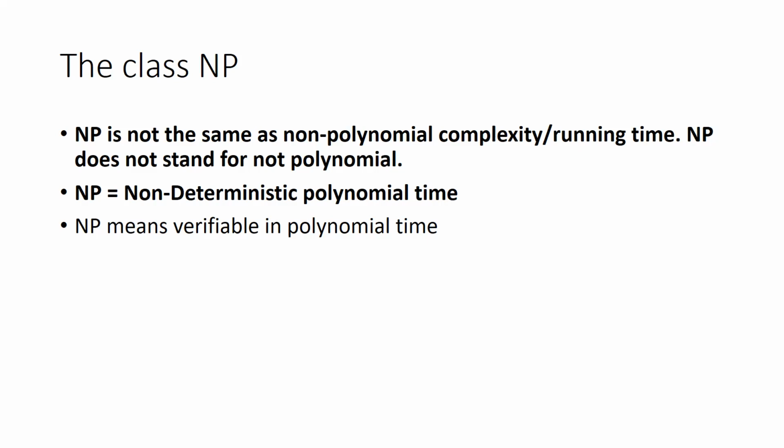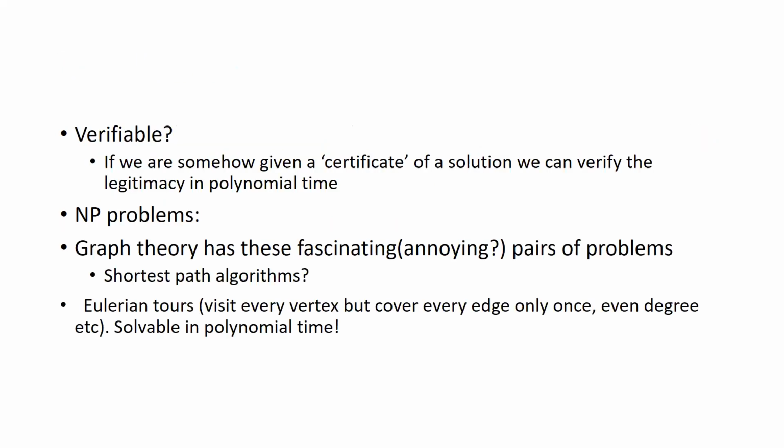But after you get the solutions, they can be verified whether true or false in polynomial time. Verifiable means that if we are somehow given a certificate of a solution, we can verify its legitimacy in polynomial time. That means whether the solution we get after completion of the algorithm is valid or not can be detected in polynomial time. So that is what an NP problem, or NP class problem, is.